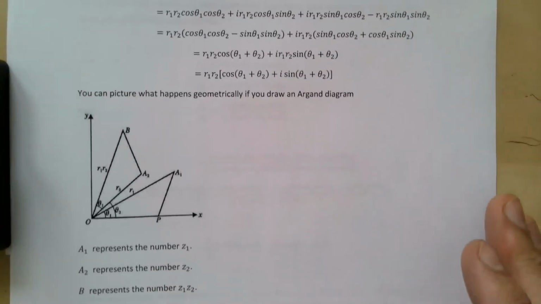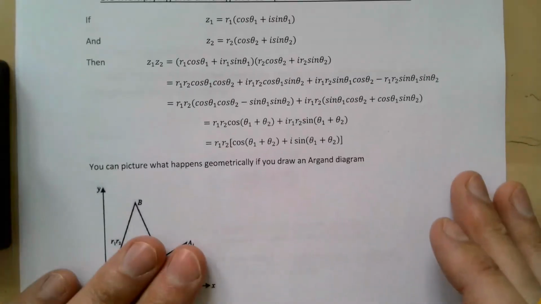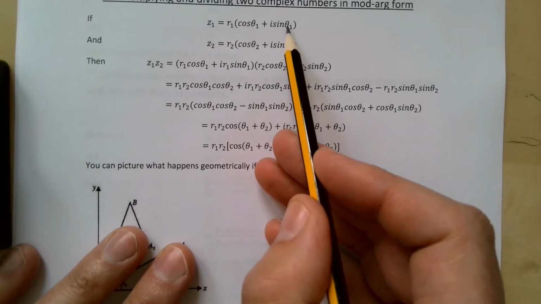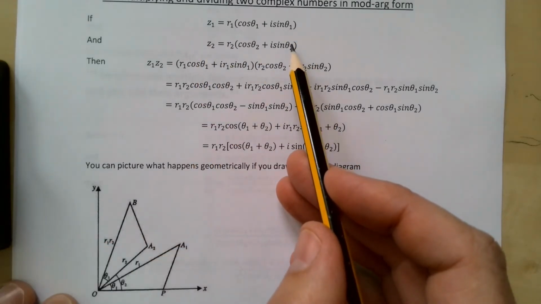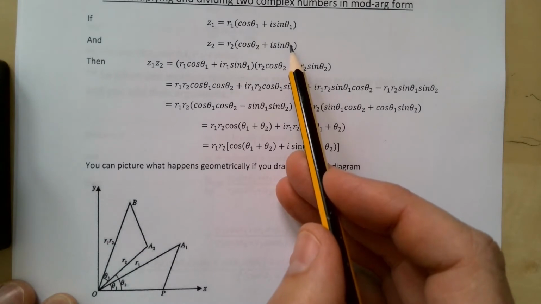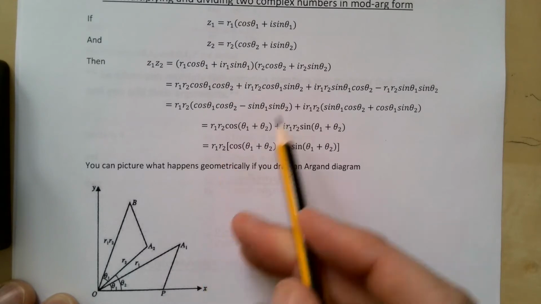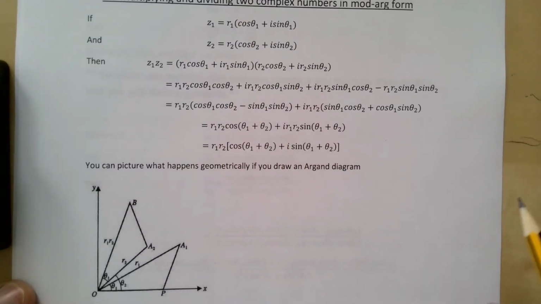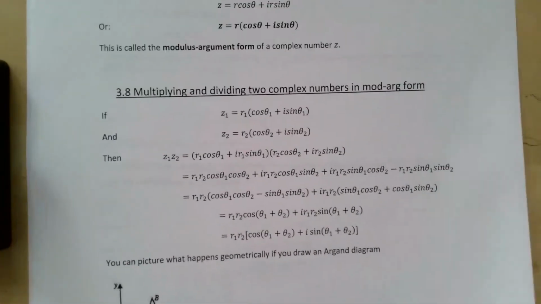Multiplying and dividing two complex numbers in mod arg form. We're going to skip through this nice and quickly, but if you have one complex number that looks like this, and another complex number that looks like this, whenever you multiply them, you multiply their moduli and you add their arguments. So it ends up looking like that. You can see it in the picture, the Argand diagram. We'll not spend too much time on that, but that's generally how that bit works out.